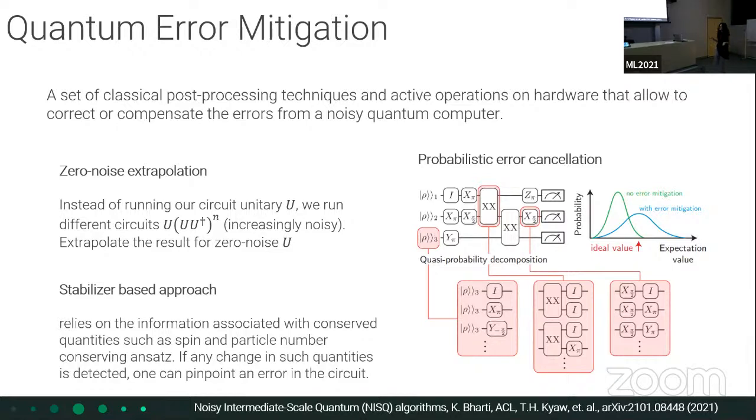And then there are other techniques like the stabilizer-based approach, which try to check other properties of the final state. For instance, if we are expecting a state with a particular parity, let's say, we can measure the parity of the state and then we can know if that state was the ground state or not, or if it fulfilled the properties that we wanted. So in the end, all these techniques are post-processing. After we run the circuit, we do our best to obtain what the result would be if our computer was perfect and not noisy.